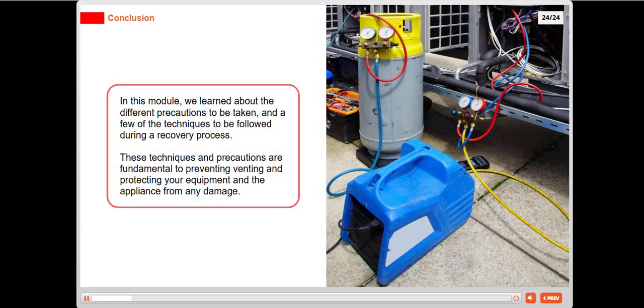In this module, we learn about the different precautions to be taken and a few of the techniques to be followed during a recovery process. These techniques and precautions are fundamental to preventing venting and protecting your equipment and the appliance from any damage.